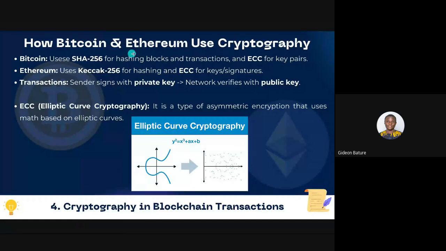Next, it says how Bitcoin and Ethereum use cryptography. Sorry, there's a spelling error here; it will be corrected. Forgive me for that. Bitcoin uses SHA-256 for hashing blocks and transactions, and ECC for key pairs. This ECC is elliptic curve cryptography. Ethereum uses Keccak-256 for hashing and ECC for keys and signatures. So both Bitcoin and Ethereum use ECC in generating their keys.